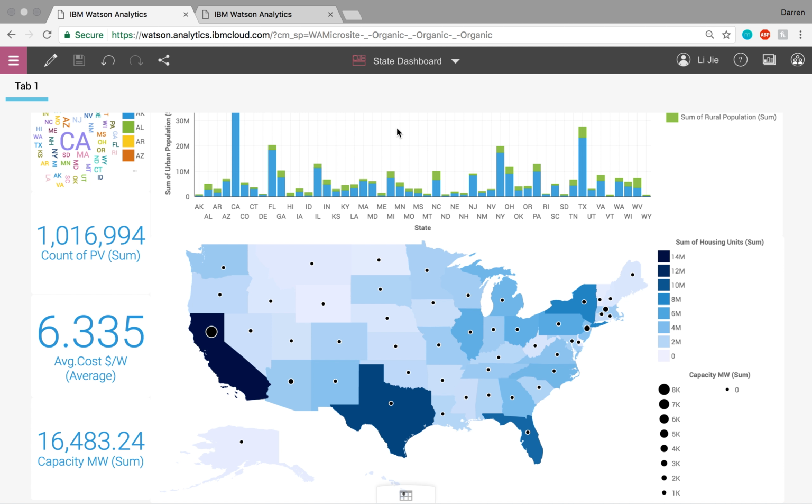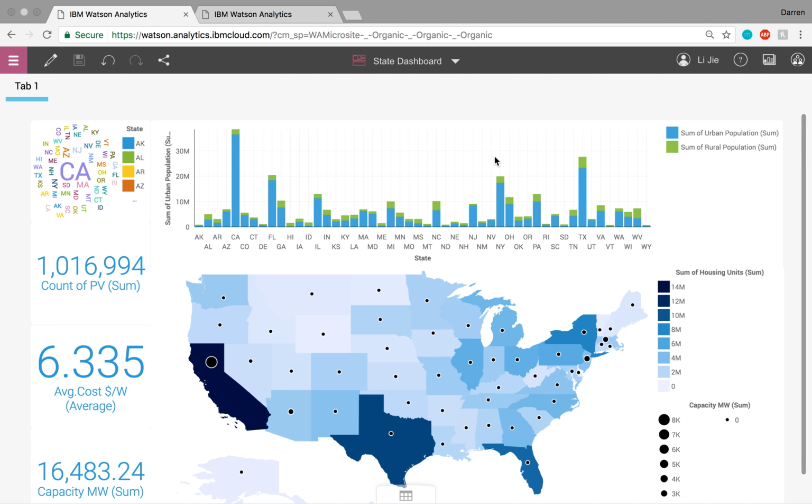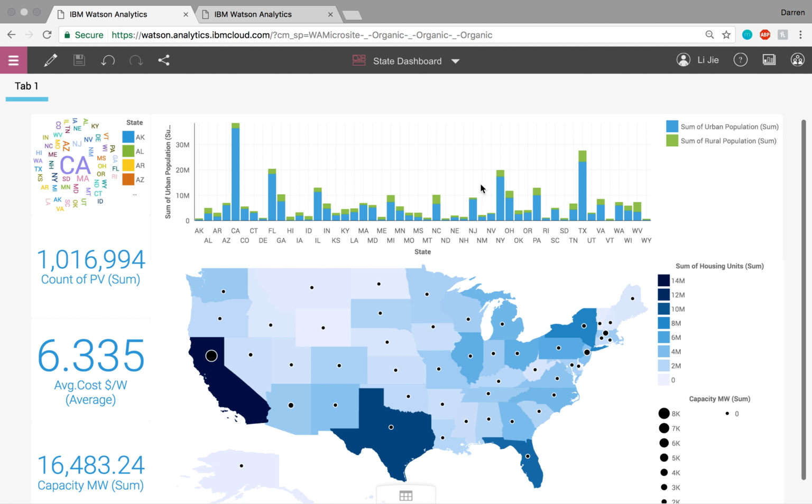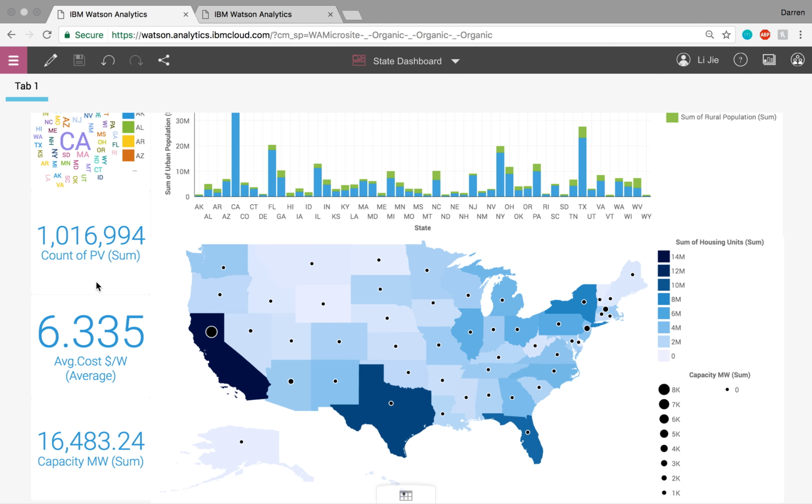This top bar graph just shows a quick breakdown of population demographics, specifically the sum of urban population compared to the sum of rural populations. And again, you'll see a couple other widgets here that summarize the count of total PV projects in the States, the average cost per watt from solar energy, and the total capacity generated from PV technology. But what's unique about this tool is we can actually drill down into each state to get even more insights.